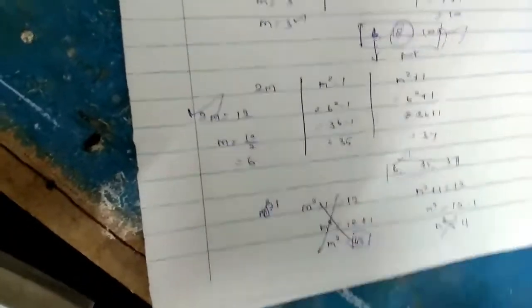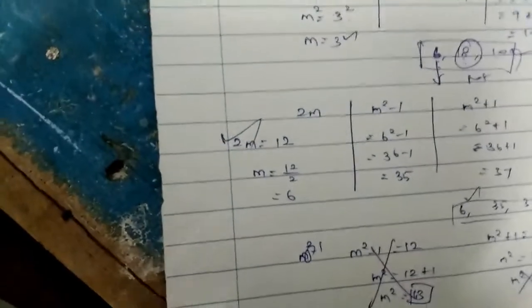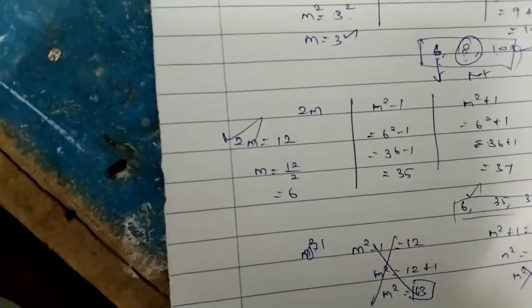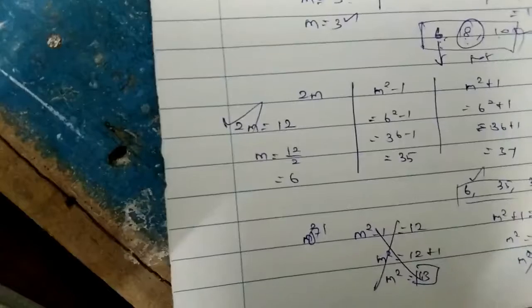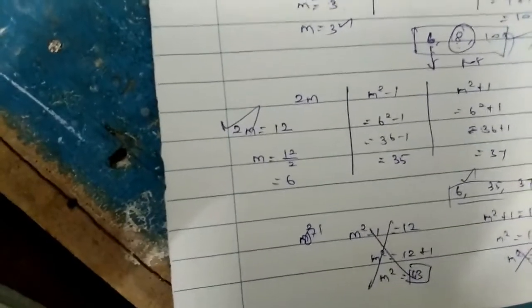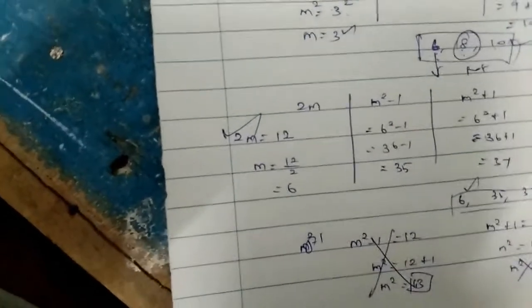So initially, our idea is to choose the given number as 2m. Then find the m value, and find m squared minus 1 and m squared plus 1. From this we can give the answer and check whether it is the smallest number or not.